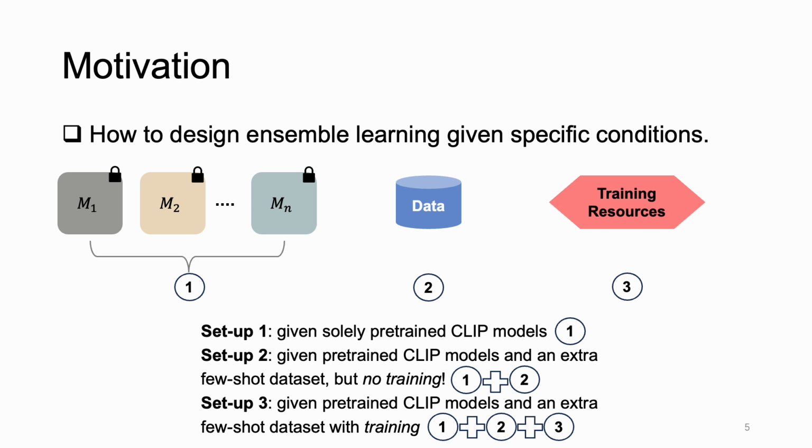In the second setup, we have both the pre-trained CLIP models and an extra few-shot dataset, but we cannot train the model. So how to leverage only inference to do the ensemble learning? In setup 3, we consider all of the conditions. That is, we have the models, have the data, and have the training resources. So how to design useful and effective ensemble learning strategies in such a setup?